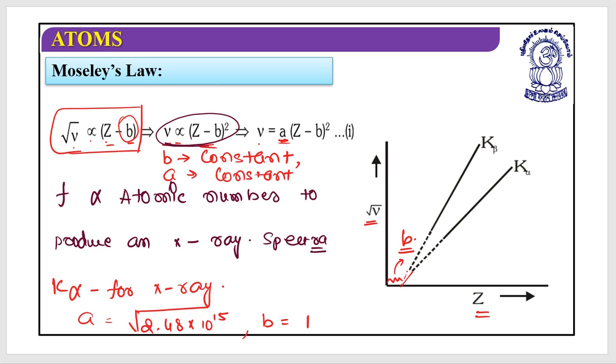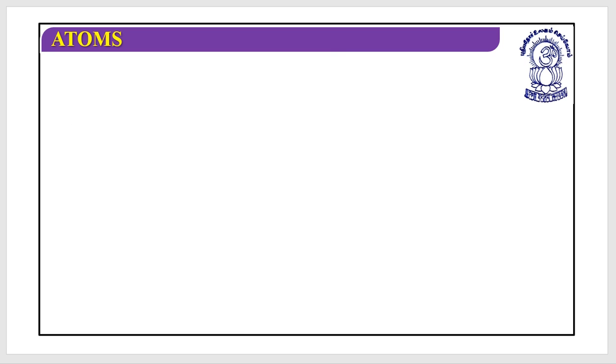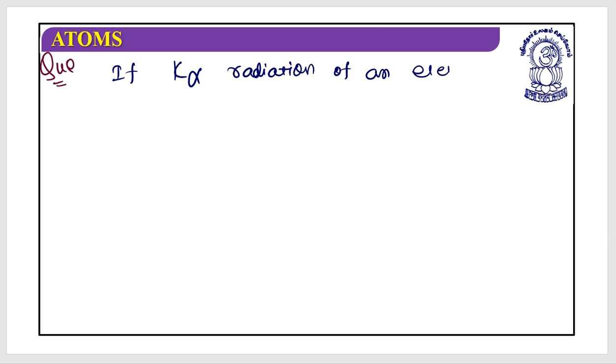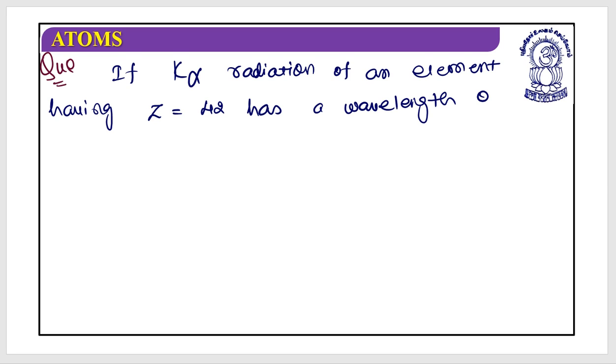Great. So now let's work on the questions based on this X-ray spectra. The question says that if K alpha radiation of an element having atomic number Z equal to 42 has a wavelength of 0.71 Angstrom.